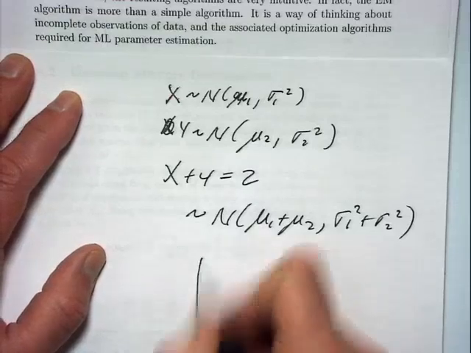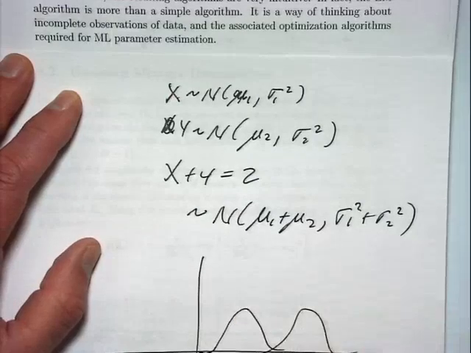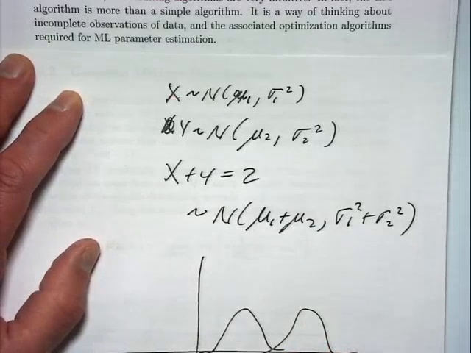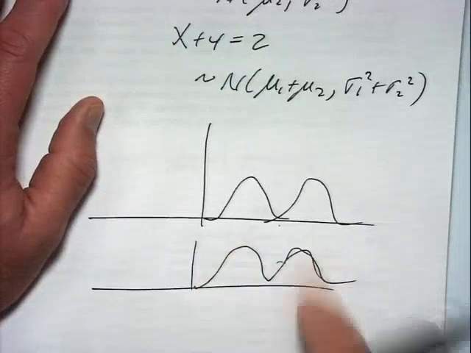But when you add the density functions, you have one density function like that and another density function like that. When you add them, you get something like this. Clearly, that's not Gaussian, right? Because the Gaussian can't be bimodal like that.